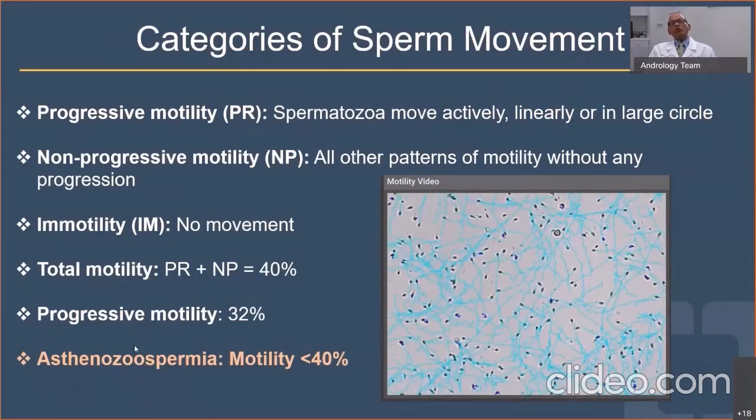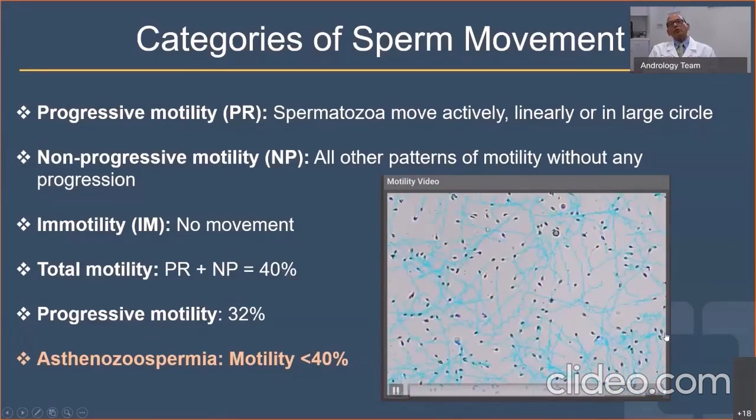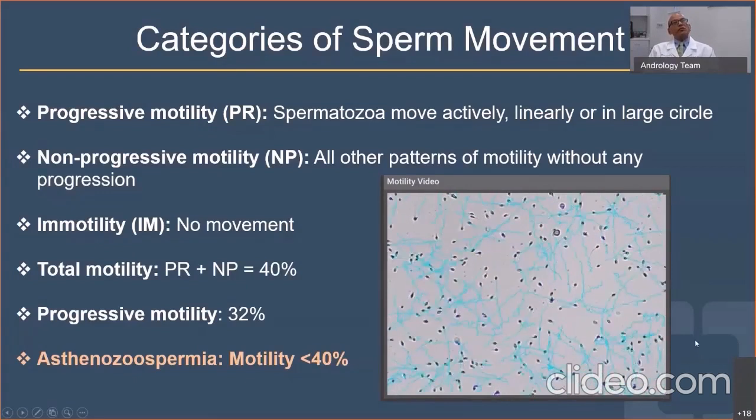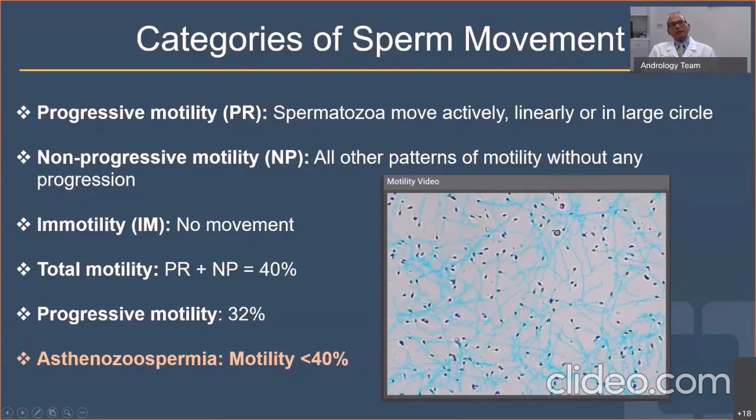And here I'm going to show you a quick clip where you will be able to see the fast moving sperm with the blue track showing the path that they are moving. So in this way, we can calculate the total motility, which is the sum of the progressive and non-progressive motility, which is 40% defined by the 5th edition, and the progressive motility is defined as 32%. In many cases, we might find spermatozoa which have a poor motility, which is less than 40%. And in those cases, the condition is termed asthenozoospermia. Next slide, please.